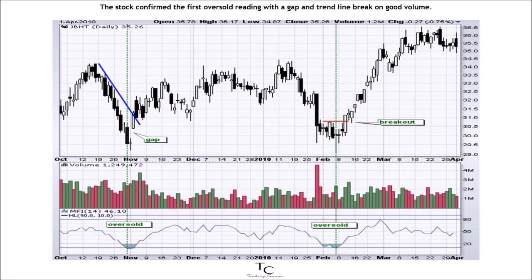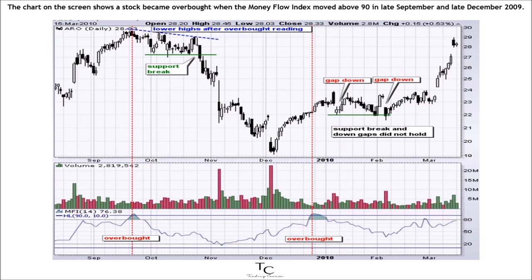The stock confirmed the first oversold reading with a gap and trend line break on good volume. The stock confirmed the second oversold reading with a resistance breakout on good volume. The chart on the screen shows a stock that became overbought when the Money Flow Index moved above 90 in late September and late December 2009. Extremes in MFI suggested that these advances were unsustainable and a pullback was imminent. The first overbought reading led to a sizable decline, but the second did not.